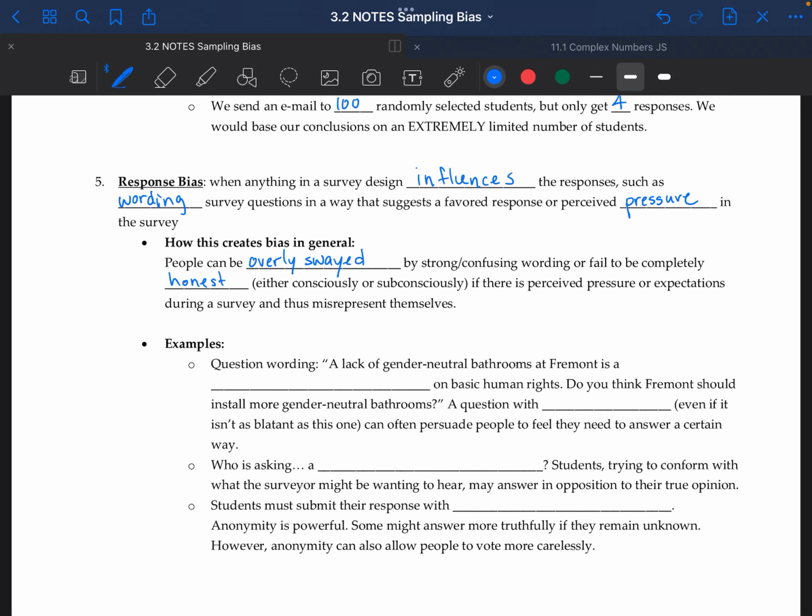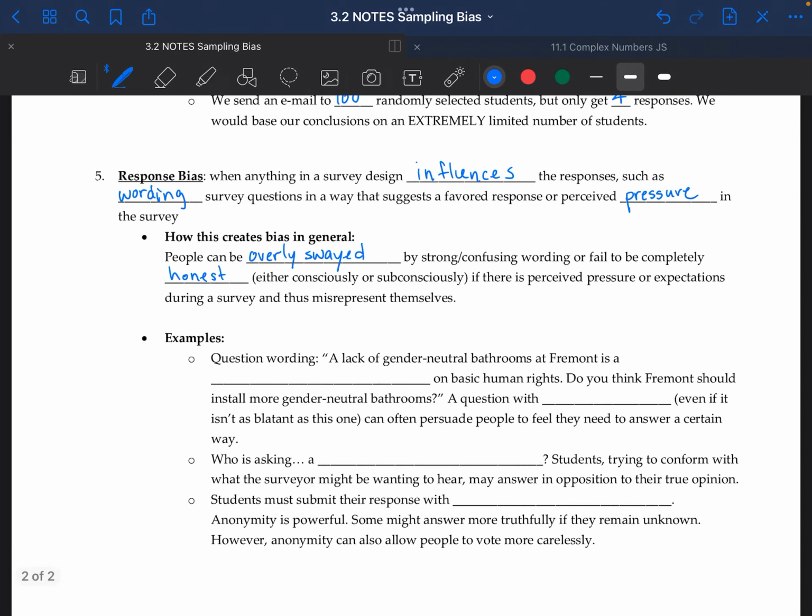And so there's a lot of different ways that this happens. This is probably the most common sort of silly way. We can come up with really silly examples, even though sometimes these silly examples do actually exist in the real world. So for example, question wording.